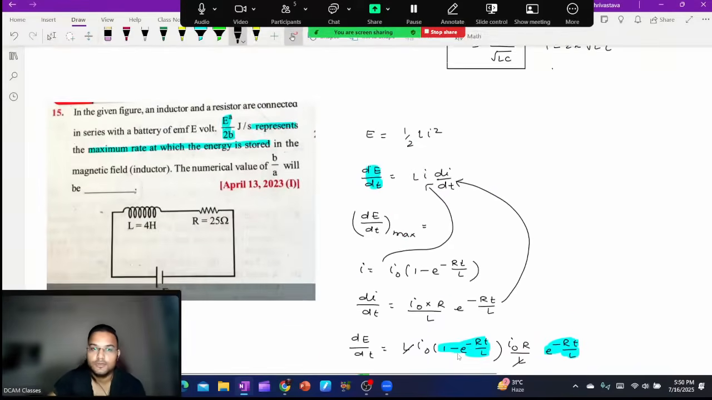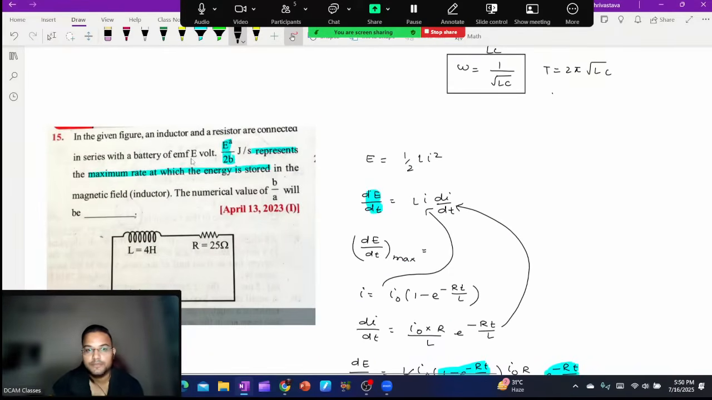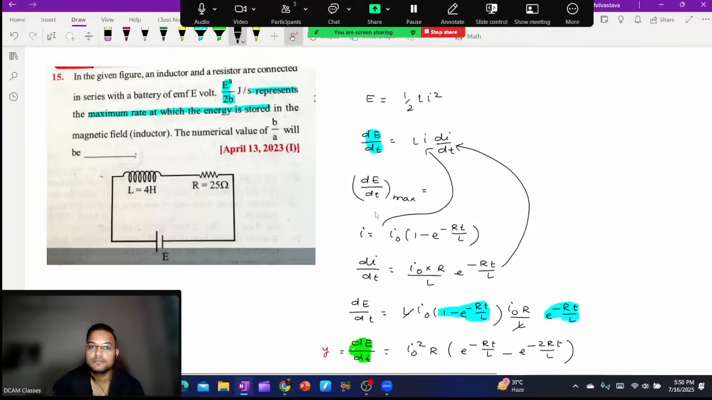Because you see the statement, no? This represents the maximum rate at which the energy is stored. Maximum rate means the rate has to be maximum. The rate is dE by dt. That has to be maximum. So the statement was not maximum energy, then dE by dt equals 0, no. The statement was you have to find dE by dt and then you have to maximize that one. And check it again.